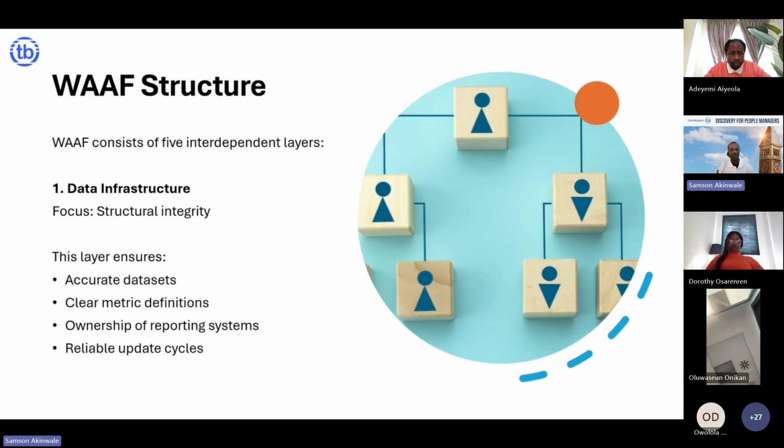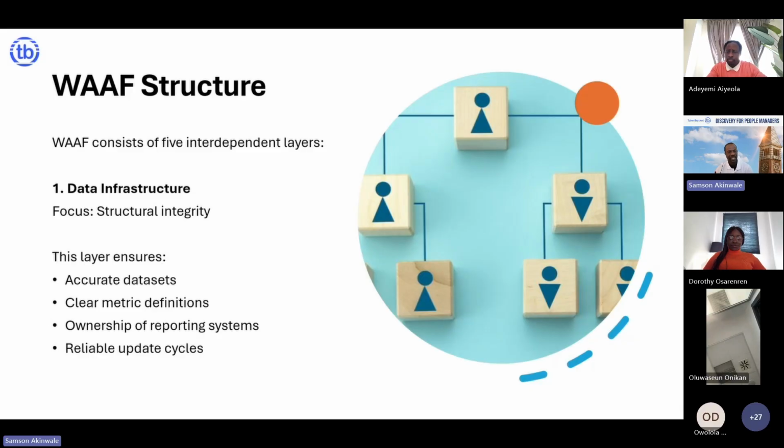Now, what is the first layer? The very first layer of the Workforce Analytics Adoption Framework is what I call data infrastructure. That is a given. It has to be there. The focus is structural integrity, and the layer is expected to ensure accurate data sets. People who are already into data will understand what I mean in terms of data preparation, the integrity of the data, cleaning the data, and what have you. This discussion will not permit that because of time.